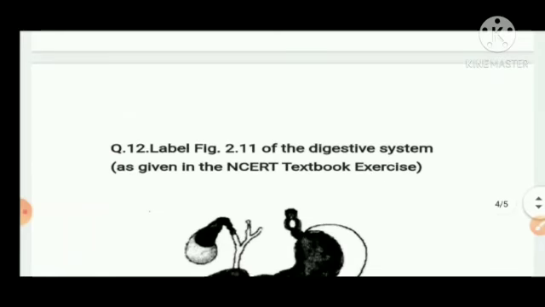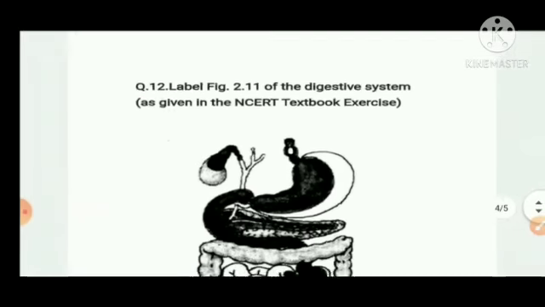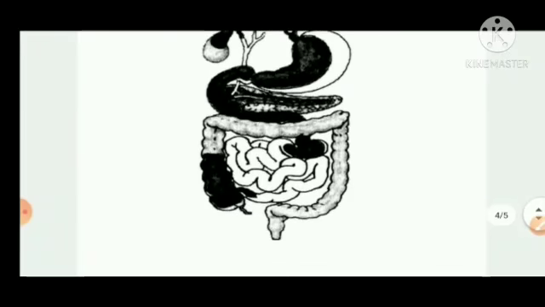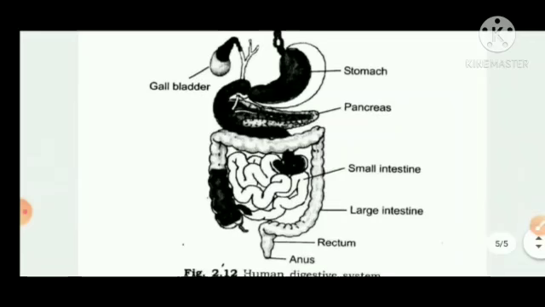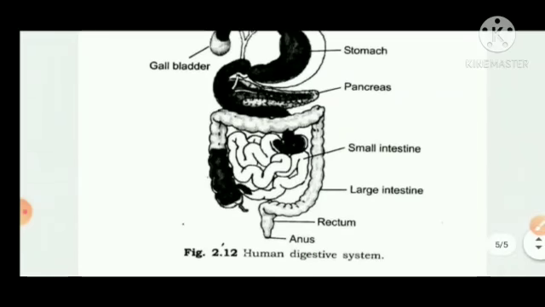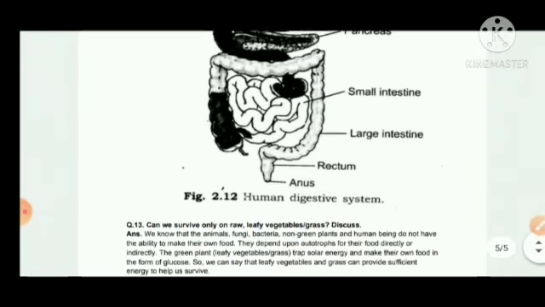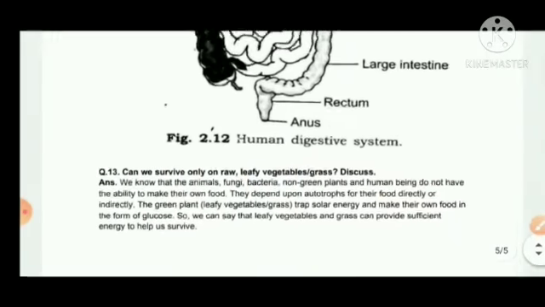In the given figure, you have to label the various parts of it. You can see the diagram, and here its various parts like the stomach, gallbladder, pancreas, small intestine, large intestine, rectum and anus. And here we have the last question.